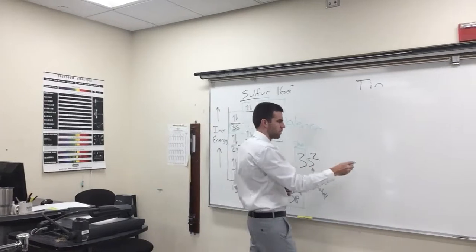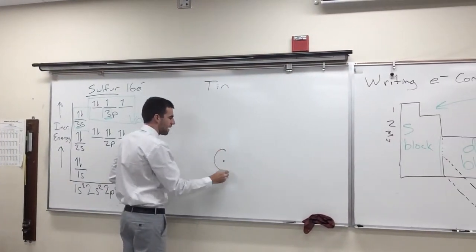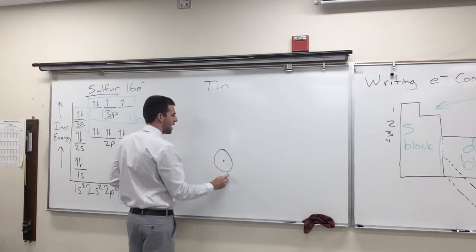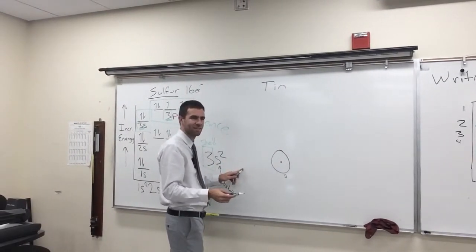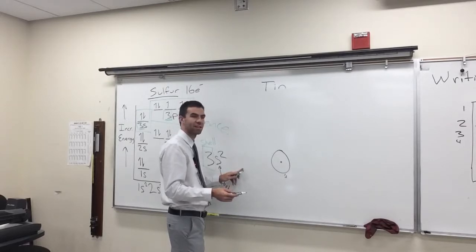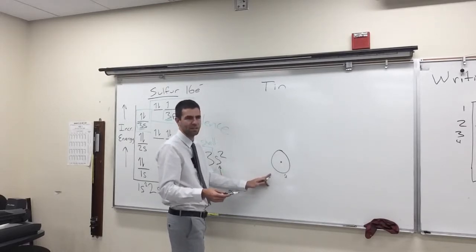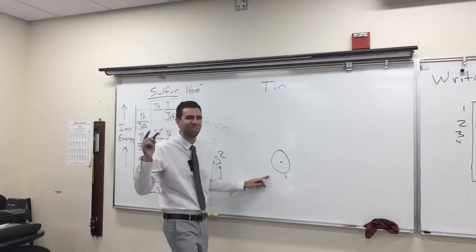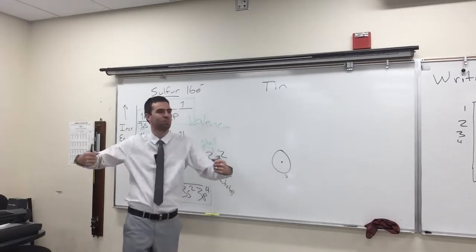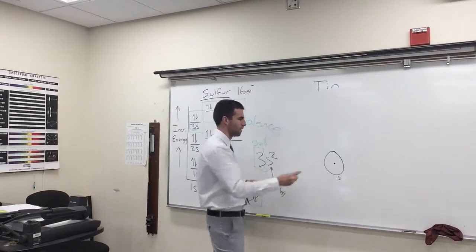Just FYI, what would this look like? Well, here's your nucleus, right? And you'd have 1s. What would 2s look like physically? If 1s is a sphere, what is 2s? A sphere, but what's different about it? Thank you. It's bigger, right? We stretched the spring out more. The electron moved out further.